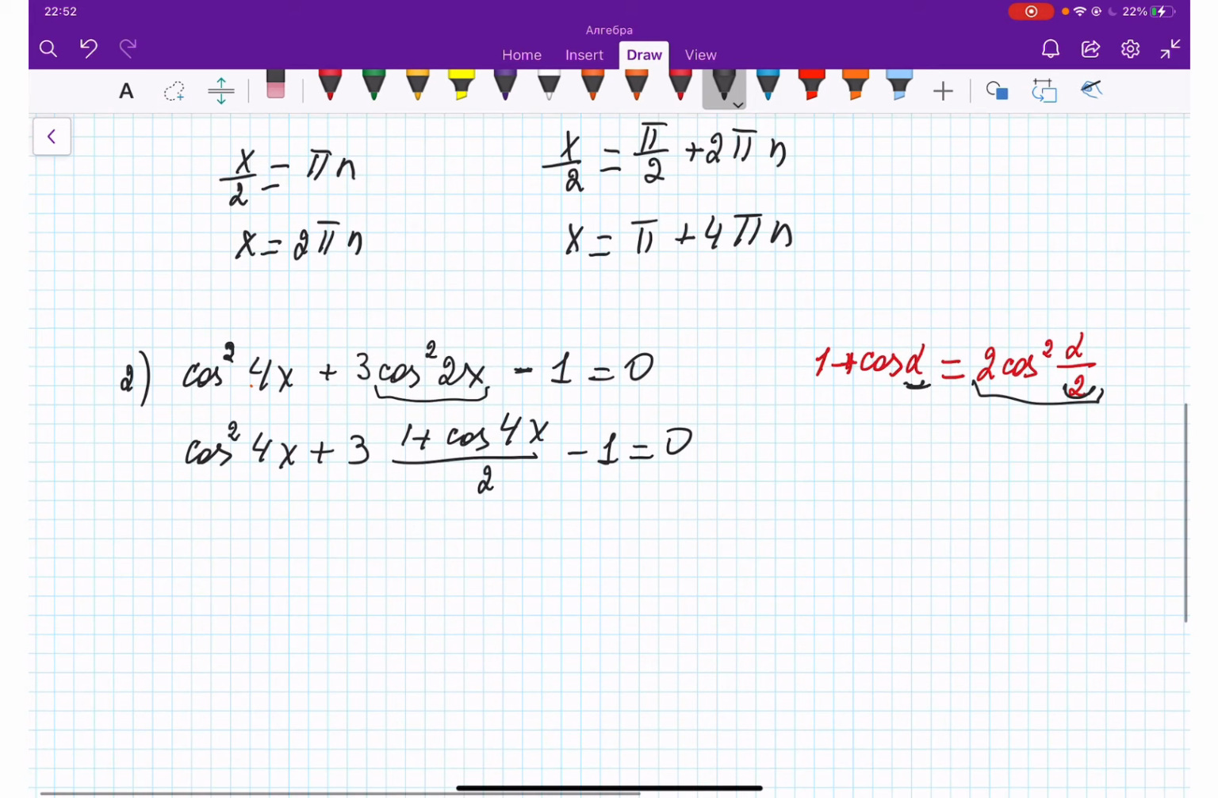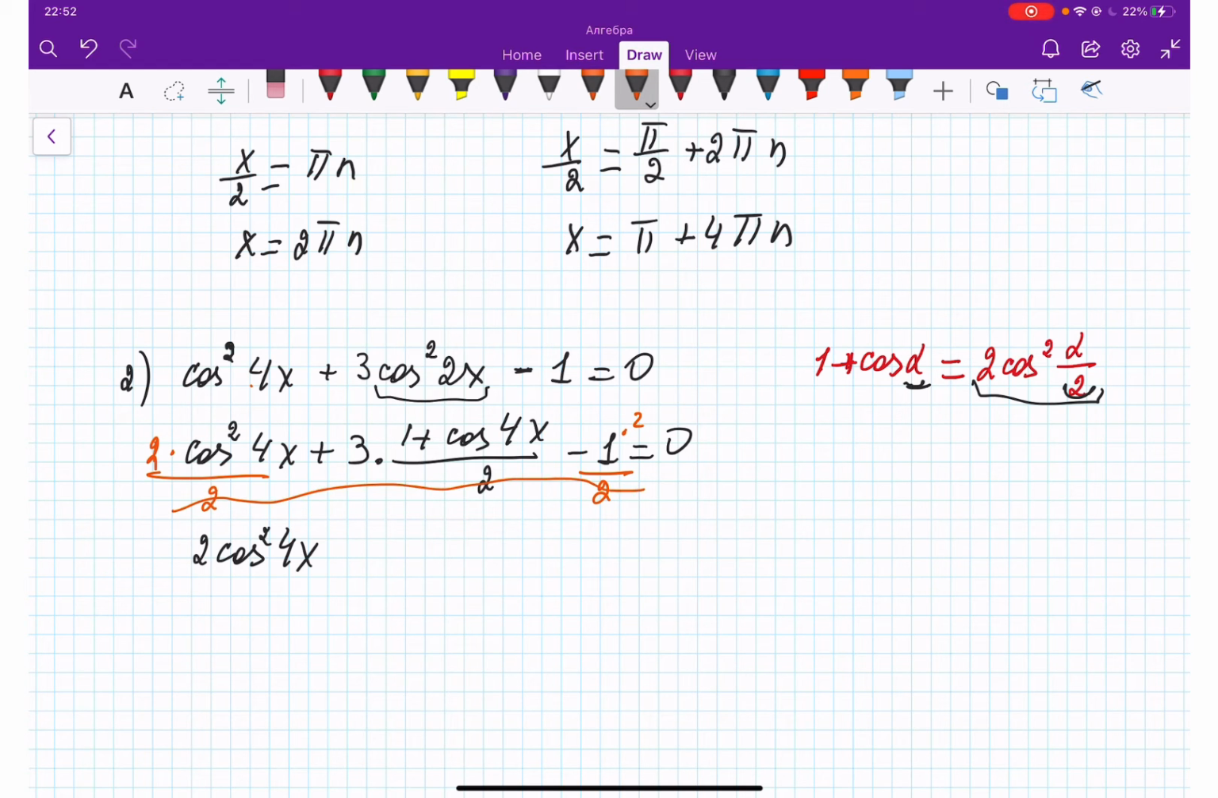So from here, I'm bringing to a common denominator, and it's going to be 2 cosine squared 4x, because I have to multiply and divide this one by 2, right? And this one, divide by 2 and multiply by 2. And then throw the denominator out of the window. Only in the case of equations, when we have the same denominator across the board, then we can drop that denominator.